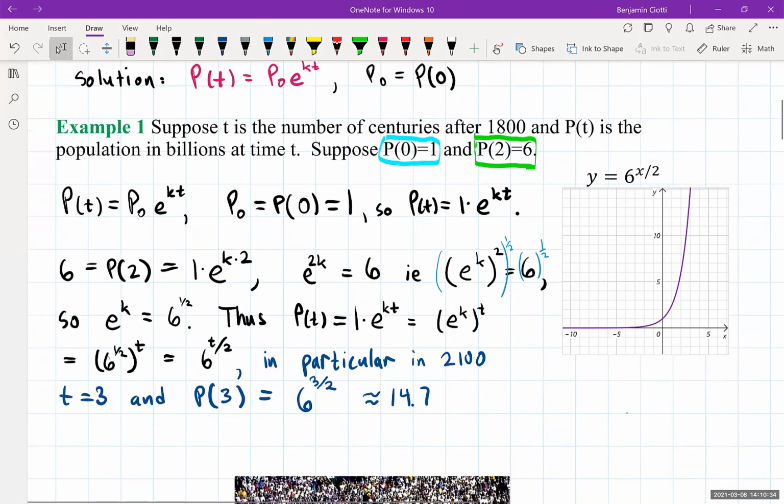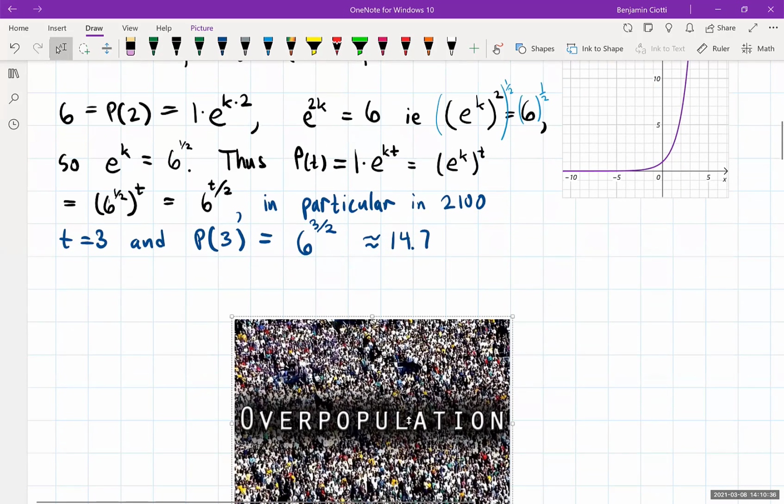So you can see that we are headed towards overpopulation at this rate. Right? This is not good. At some point, we're going to start running out of space, energy, clean water, etc. So this model is not realistic, because obviously this cannot continue indefinitely.